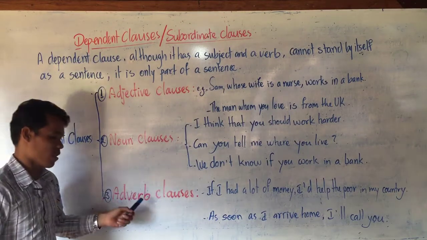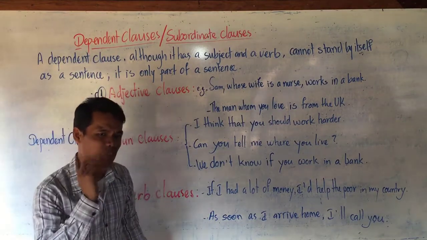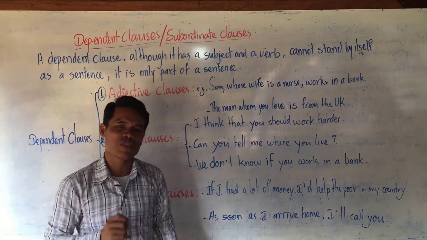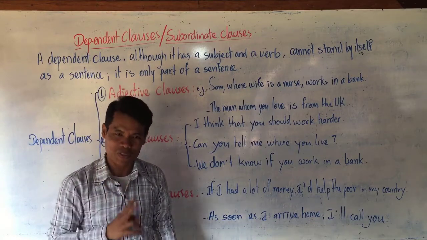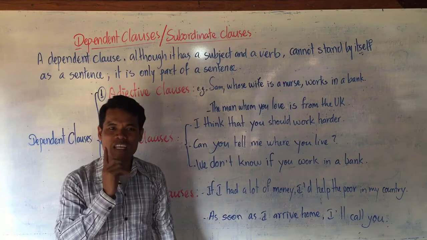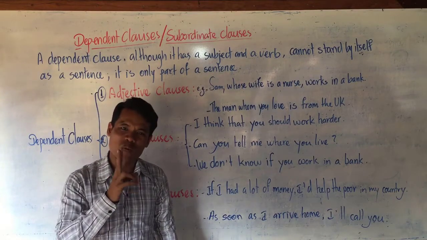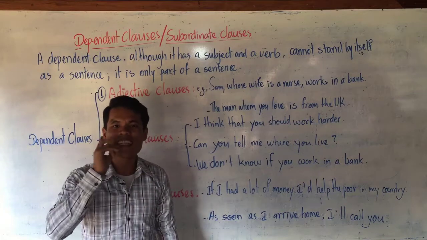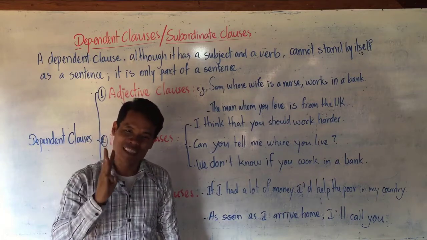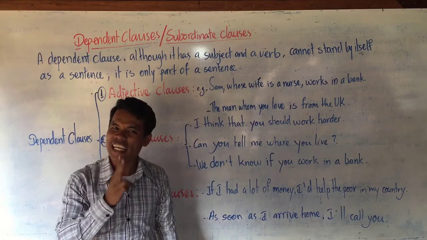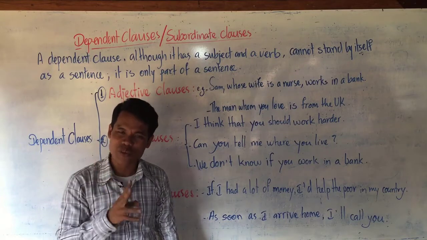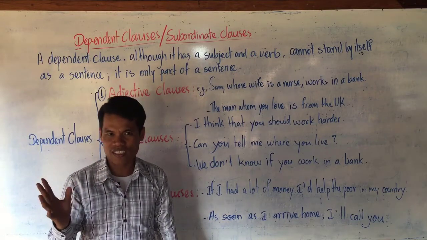Number three is adverb clauses. Some students, especially EFL students, feel confused with this. When the question is how many clauses are there in English, their first answer is there are 3 clauses in English. So it means that they are confused with this answer.